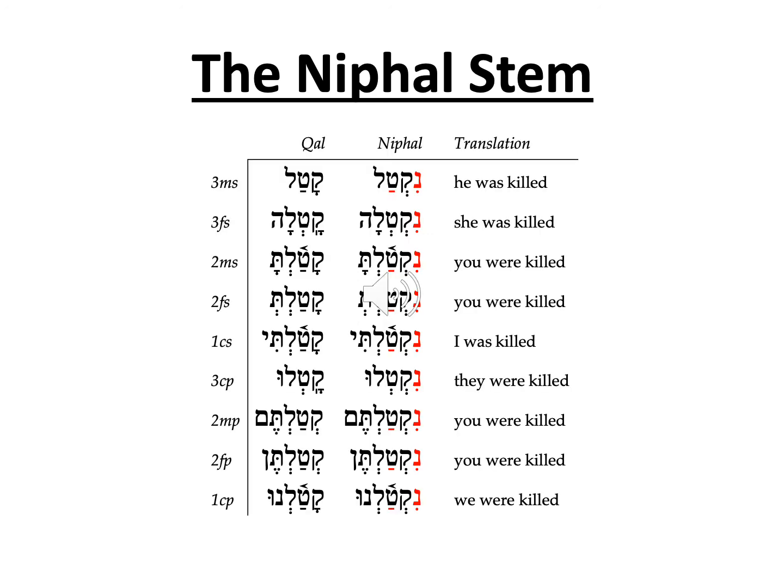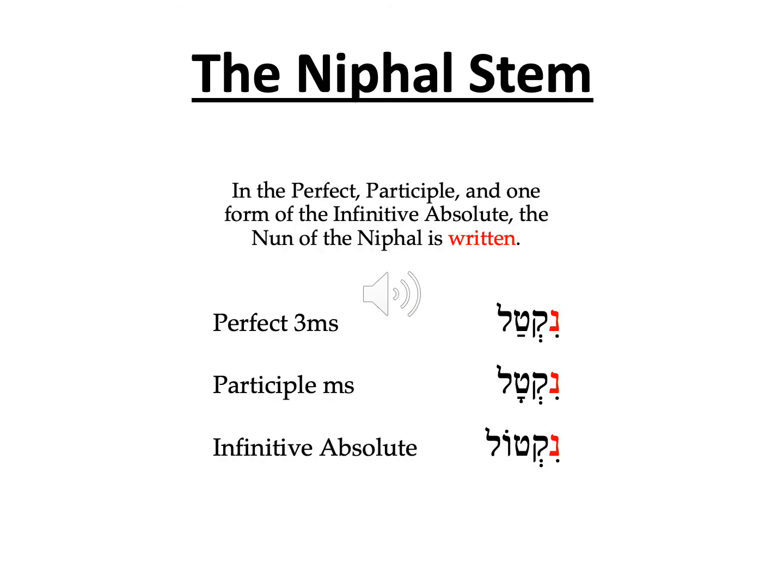This is the complete verbal paradigm for the Niphal perfect strong verb. We've included the katal on the left-hand side for comparison. You'll notice that these are almost identical, except that the nun with the hirik gives away what exactly is going on. This is a Niphal. Niphals are very convenient because in the perfect, in the participle, and in at least one form of the infinitive absolute, the nun of the Niphal is actually written, so you will see it. Niktal, niktal, niktol. Again, ni is the key to the Niphal.